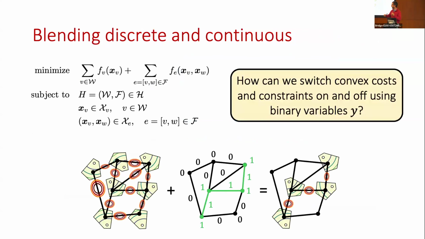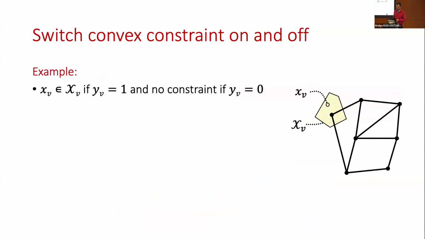So the next question is, now that we have this nice binary encoding of a subgraph, how can we use these binary variables in our GCS data structure to turn on and off the convex pieces of our GCS problem? Actually, the solution is pretty elegant. It's based, for those of you who have taken Stephen's class, on perspective transformations or homogenizations, which he has mentioned. I'll try to give you a crash course.